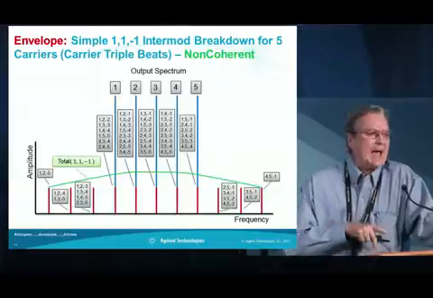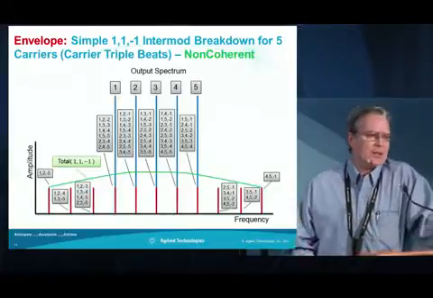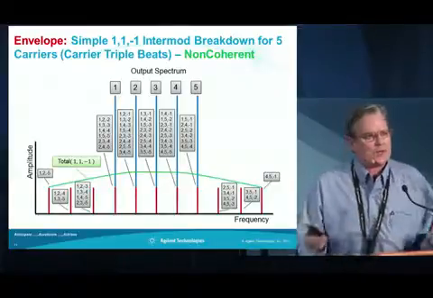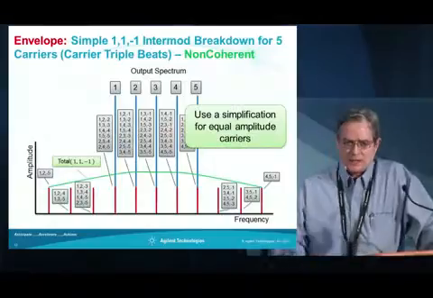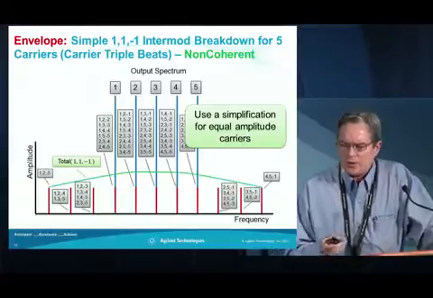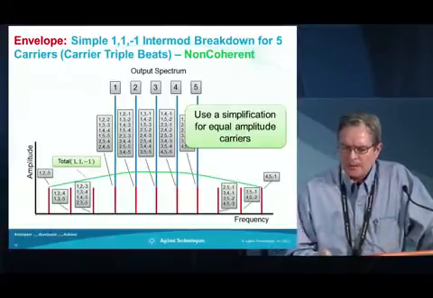When we add up these signals non-coherently, we're going to get a total. What I mean by non-coherently is that it's assumed that the carriers and the intermods are a little bit out of phase, so when they add, they add in power. We can make a simplification here where we use equal amplitudes.